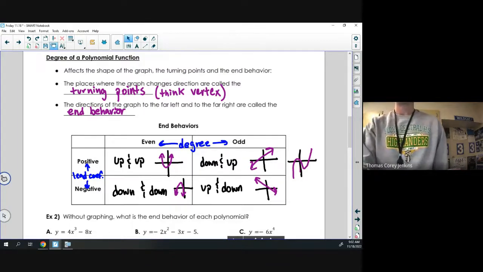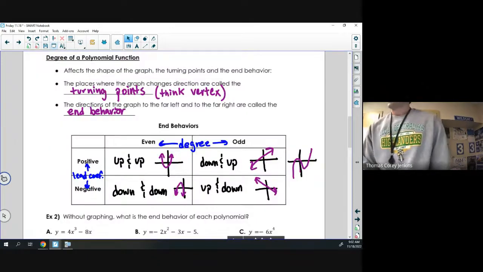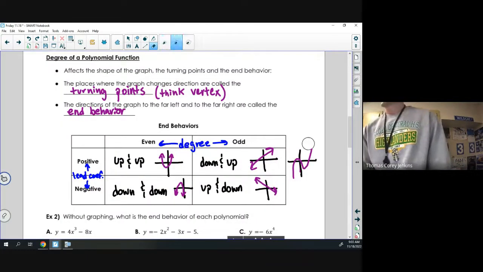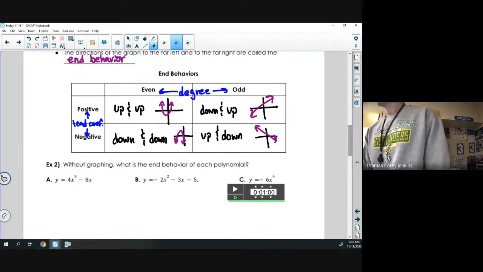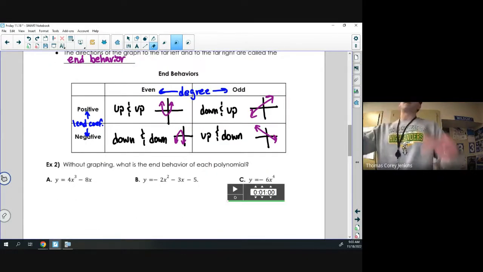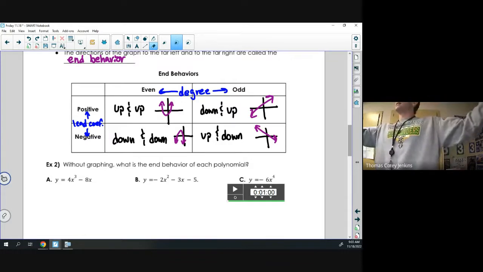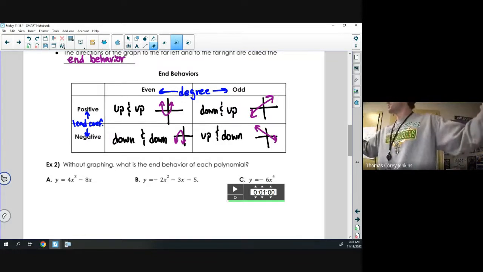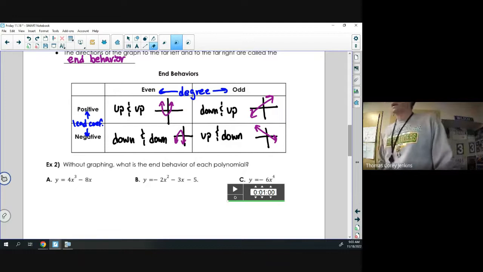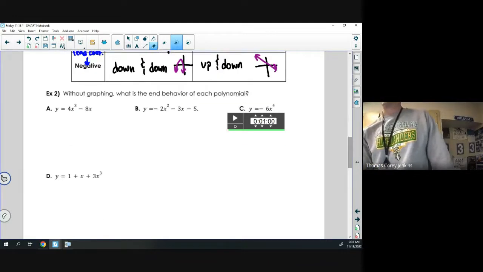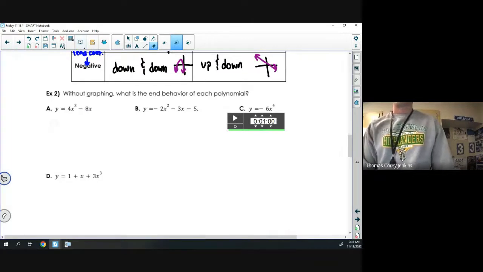And if it doesn't make sense, what other approach could I take to answer these questions other than the chart? Look at your graphing calculator. You do have to be careful and maybe zoom out a bit to make sure you're seeing the whole function, but you could just look at your graphing calculator. Let's try without, but if it's on a test, you could definitely reference your graphing calculator.